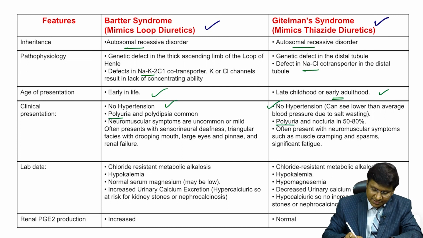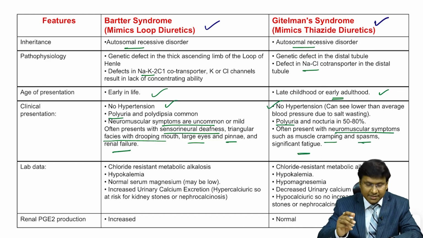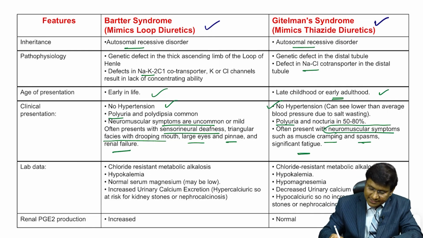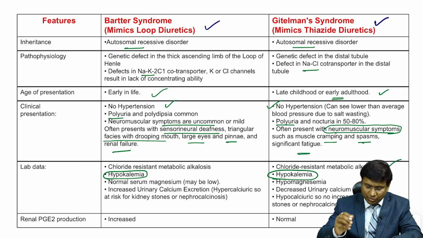Next, neuromuscular symptoms are uncommon or mild in Bartter syndrome. They often present with sensorineural hearing loss, triangular face with drooping mouth, large eyes and pinna, and renal failure in Bartter's. Whereas in Gitelman's, they often present with neuromuscular symptoms such as muscle cramps, spasms, and significant fatigue. You should understand why there are neuromuscular symptoms: they are mainly because of the hypokalemia. Both of these patients present with metabolic alkalosis, and that too, chloride-resistant metabolic alkalosis.